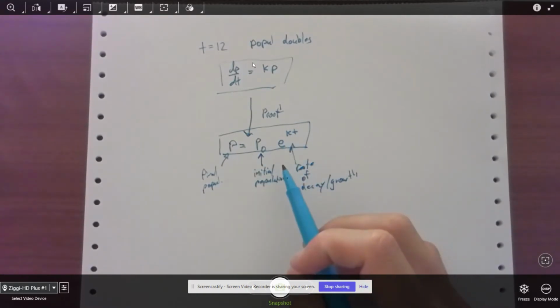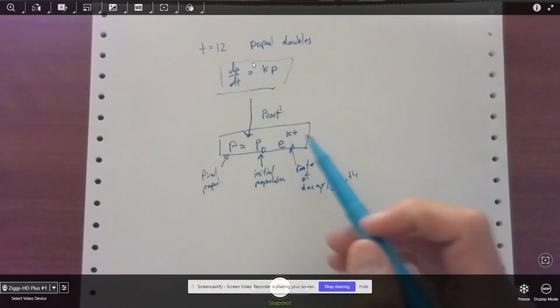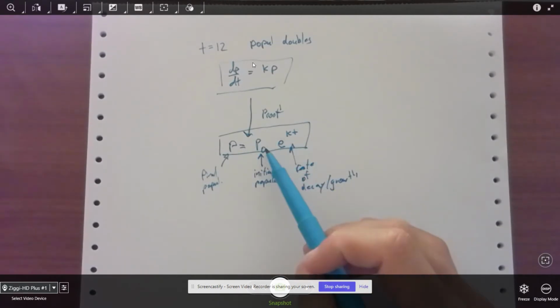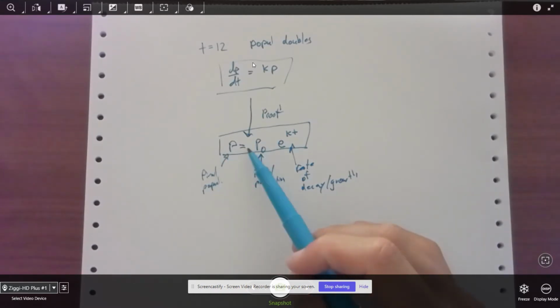I'll tell you this, the t equals 12, we're definitely going to put in here at some point, but what do I put in here? I don't know what my initial population is, and I don't know what my final is. So that's a little tricky. So how do we set this up to figure out k?